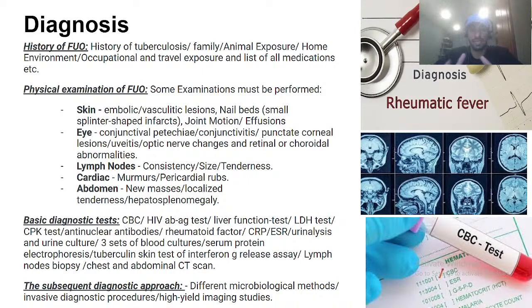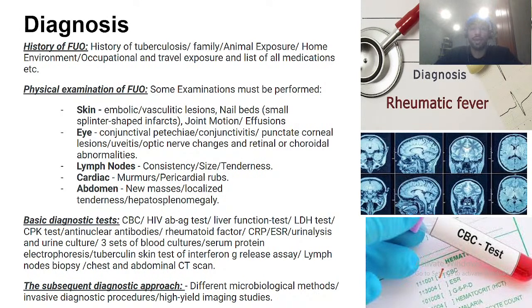For example, we can do a skin examination, where we have to look for the presence of emboli or vasculitis lesions. We have to look at the nail beds for small splinter-shaped infarcts, and also we have to look at the joint motions and effusions. Also we have to check the eye, and we have to see the conjunctival petechiae, conjunctivitis, punctate corneal lesions or uveitis or optic nerve changes, and retinal or choroidal abnormalities.